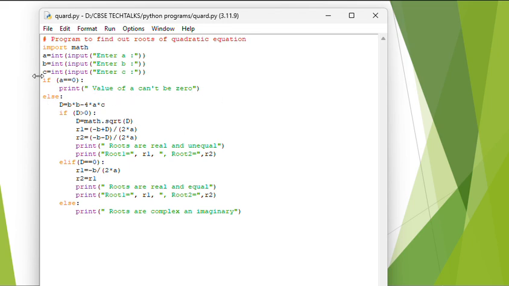Now else if the value of a is not 0, we are calculating the value of d, that is b square minus 4ac. This is discriminant or delta we call. Now we have three cases. When the value of d is greater than 0, roots are real and unequal. When the value of d is 0, roots are real and equal. And in the last case, when the value of d is less than 0, it means you will be getting square root of negative number, that is complex number, imaginary number, and the roots are complex and imaginary. So I think this coding is clear.